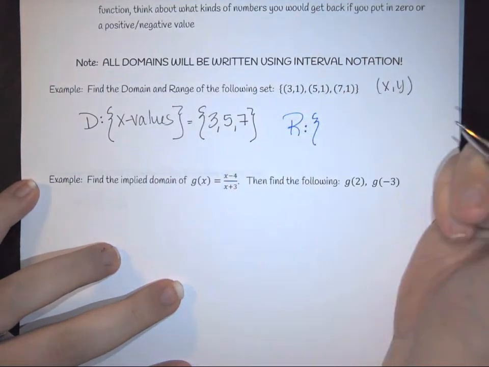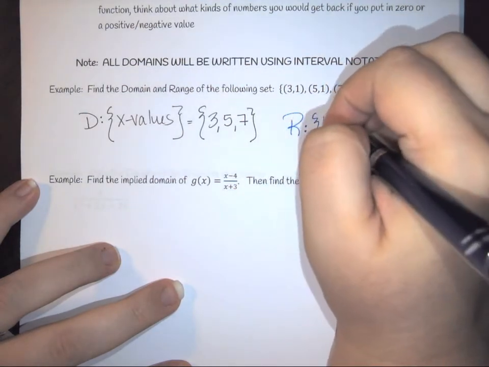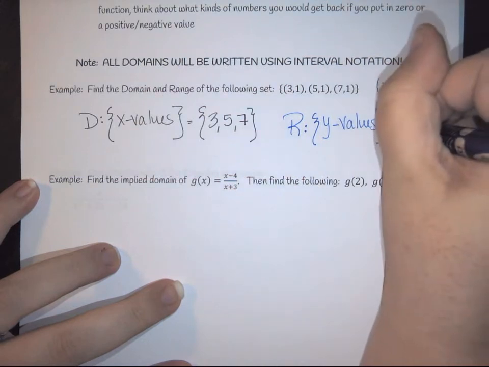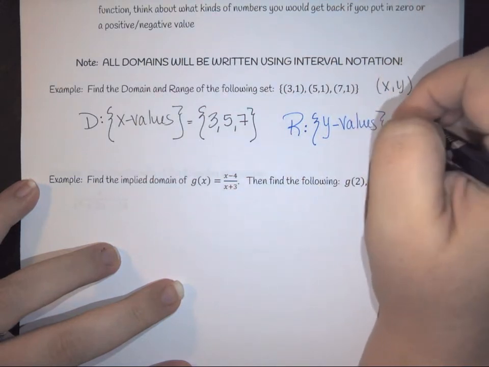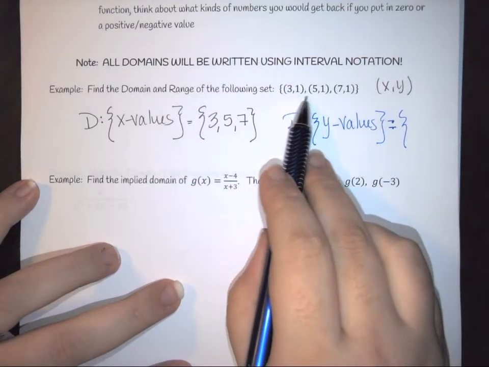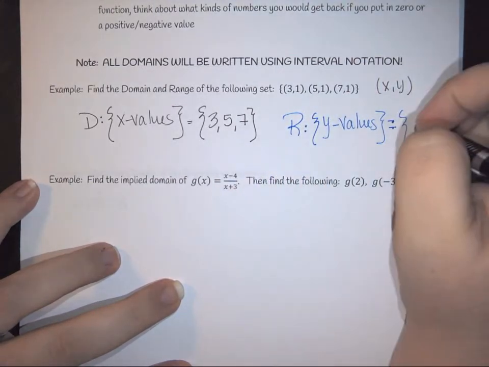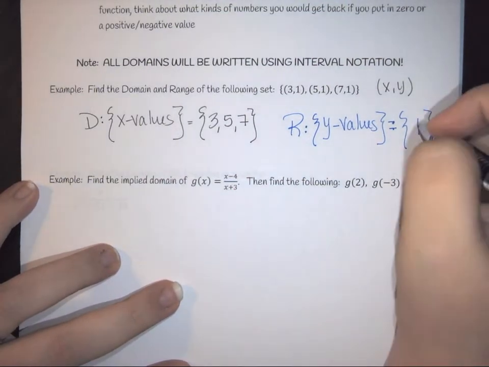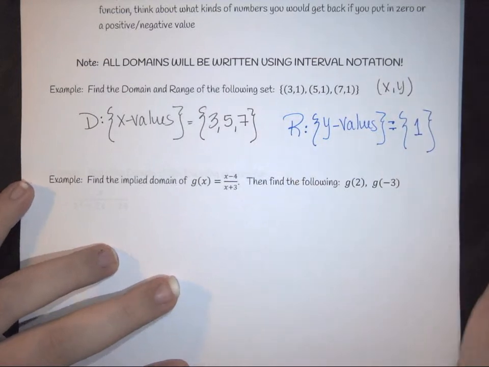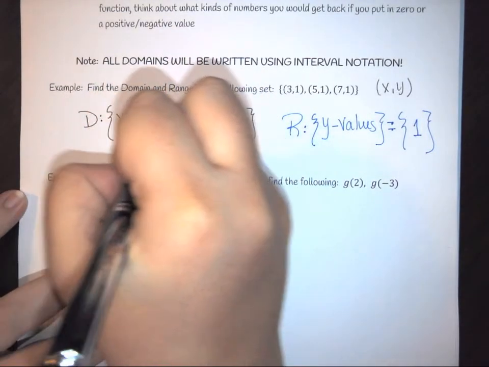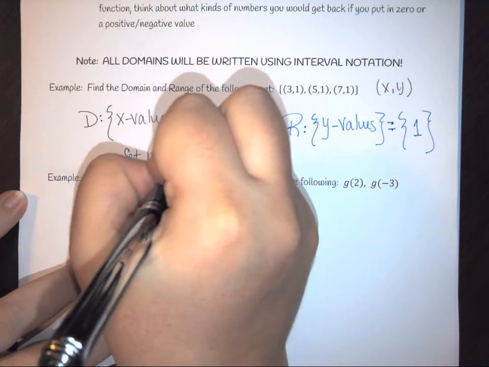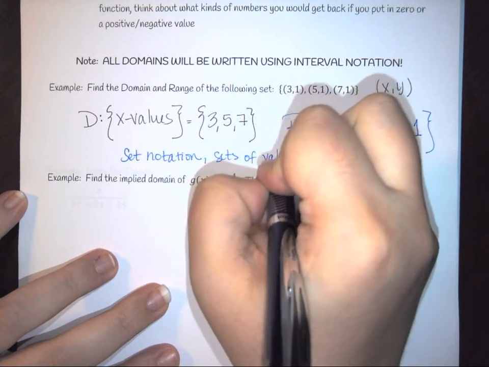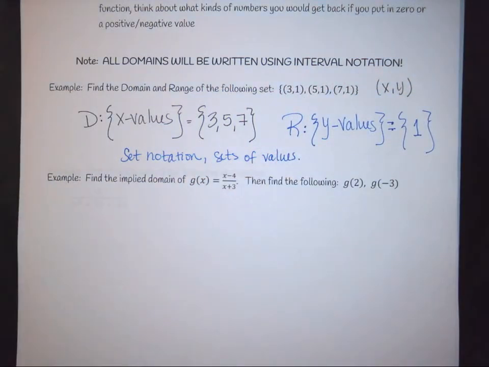Now the other piece that I have is I need to write my range. Again, I would open up a brace, and in this case we are looking specifically at the y values. Now the biggest thing you need to remember here is that we don't do duplicates. So if you look at my y values, notice they're all the same. They're all a 1. So we just have to write it the once. Okay. So this is what we call set notation, or sets of values. Okay, that is what we're doing here.